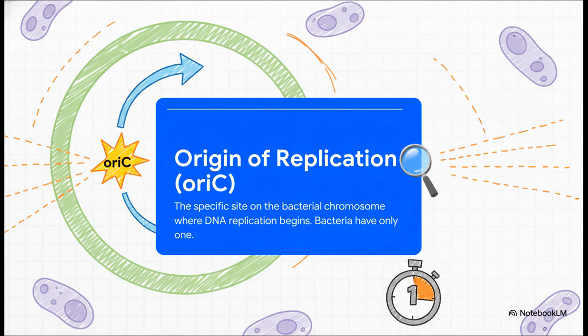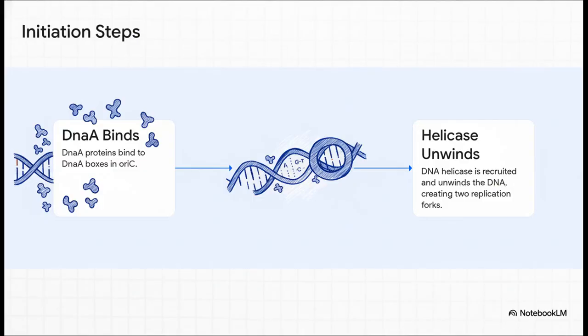And here is a super important point for your exam. Bacteria like to keep things simple. They have just one single origin on their entire circular chromosome. You can think of it as the one and only starting line for this massive replication race. So how does it actually kick off?